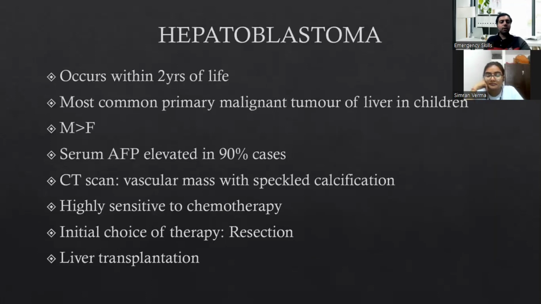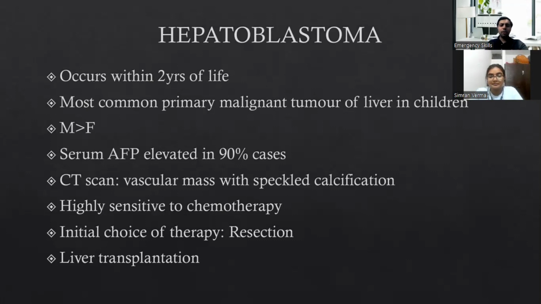Then we have hepatoblastomas. It occurs within 2 years of life. It is the most common primary liver tumor in children, and male is more common than female. Here also serum AFP will be elevated. On CT scan, we have a vascular mass with speckled calcification. So hepatoblastoma is a condition seen within the very young age.